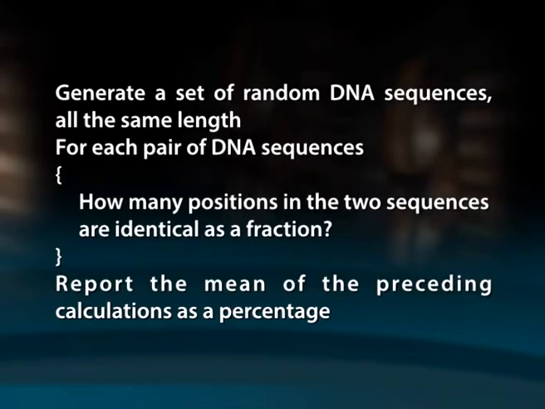The pseudocode may look like: generate a set of random DNA sequences all of the same length. And for each pair of the DNA sequences, we have to check how many positions in the 2 sequences are identical as a fraction. And finally report the mean of the preceding calculations as a percentage. To write this code, the previous program code can be reused to generate the set of random DNA sequences.